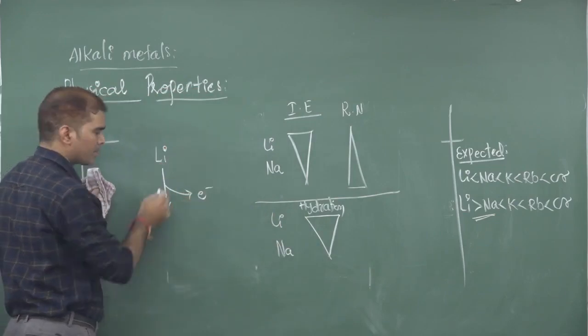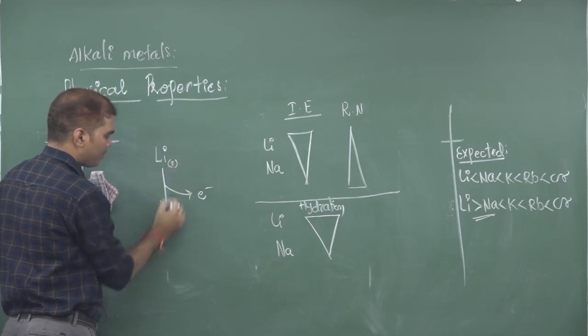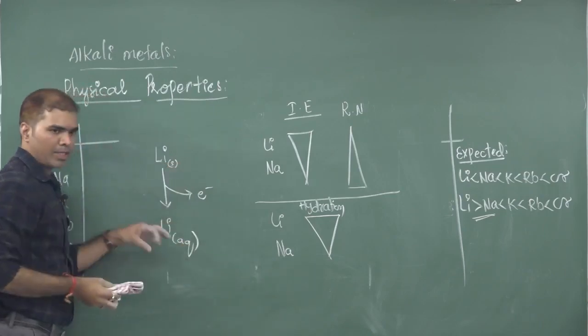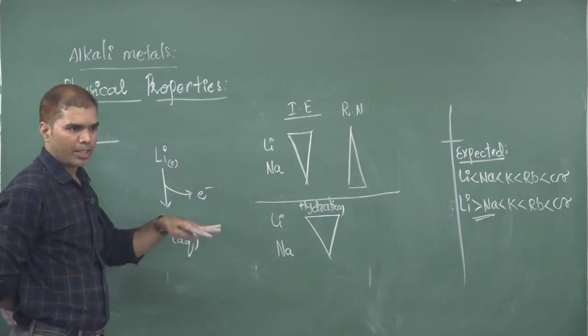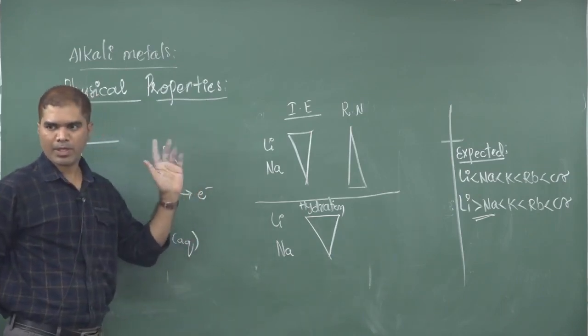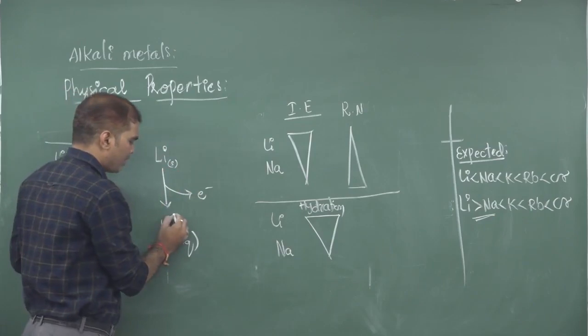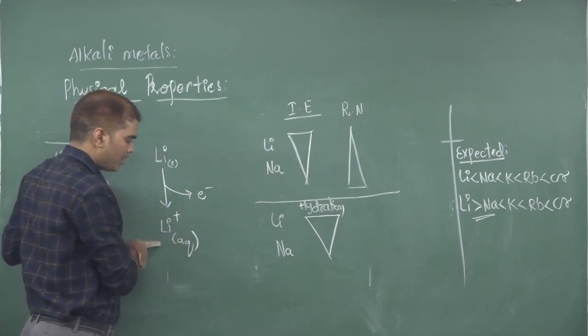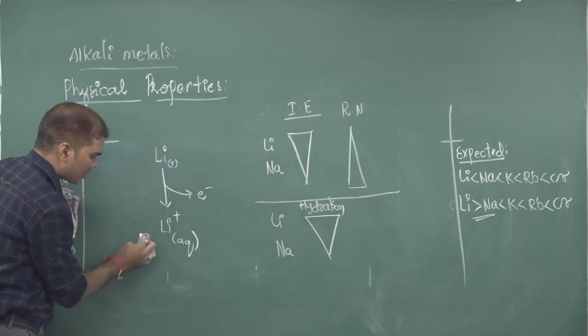Meaning of reduction means, suppose I am putting this lithium into some reaction, it is readily giving away its electron. How readily is it giving away its electron? Because whenever it is giving away that electron, it is becoming Li plus. This Li plus is of very, very small size.